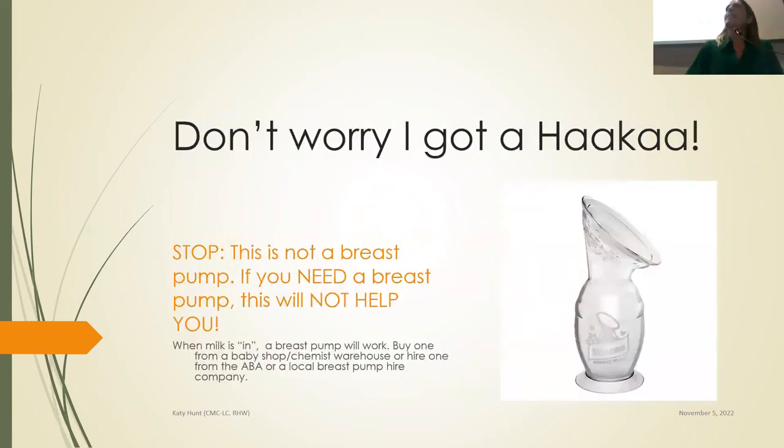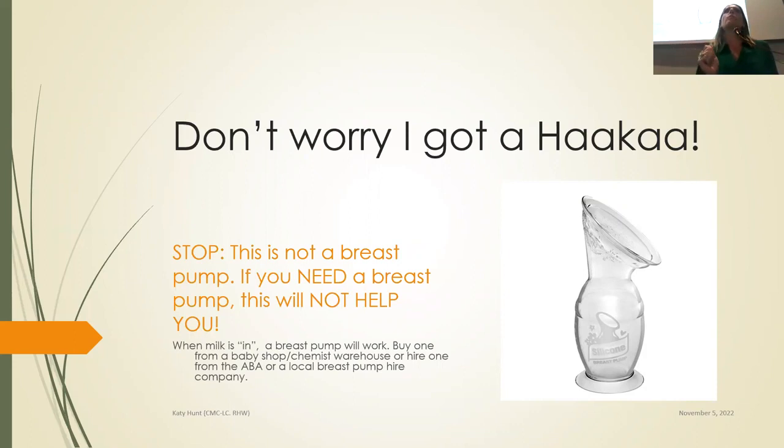See, you did know this. Who's seen these? This is called a haka. This is the new thing, the new pump on the block. This is not a breast pump. If mothers say, I've got a breast pump, I've got a haka, no, it's not a breast pump. It's this silicone soft device. It's useful, but it's not a breast pump.